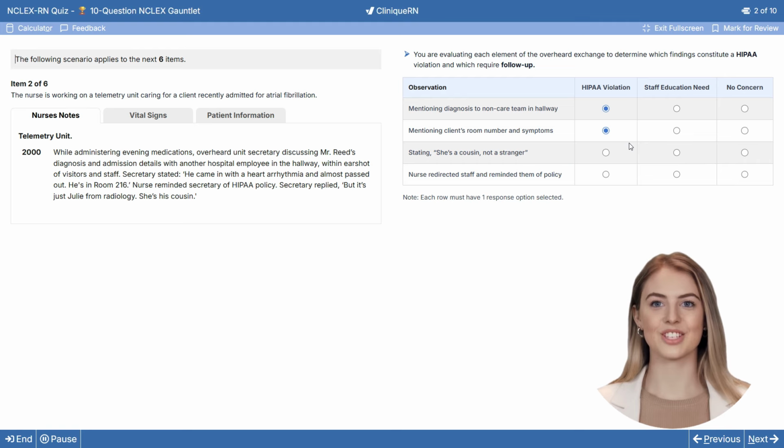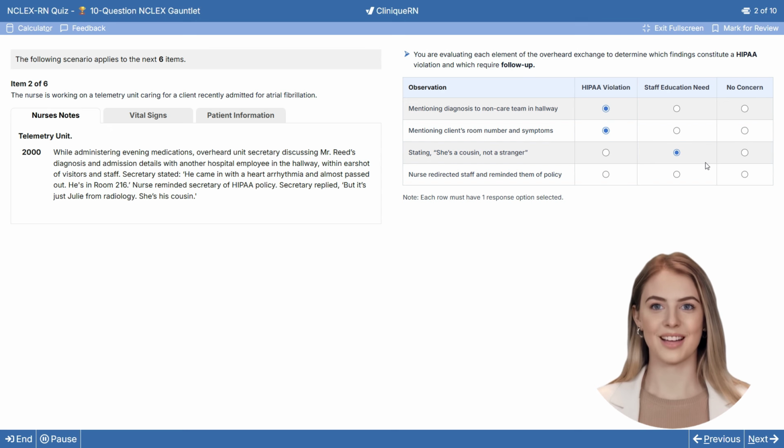Row 3, saying she's a cousin, not a stranger. Then she says, it's fine, she's his cousin. What do you think? Staff education need is the correct answer. Rationale? This reflects a common but risky misunderstanding that family connections automatically mean access. They don't. Unless the patient gives permission, even relatives need authorization to receive details. This one's not a violation, but definitely a training opportunity.